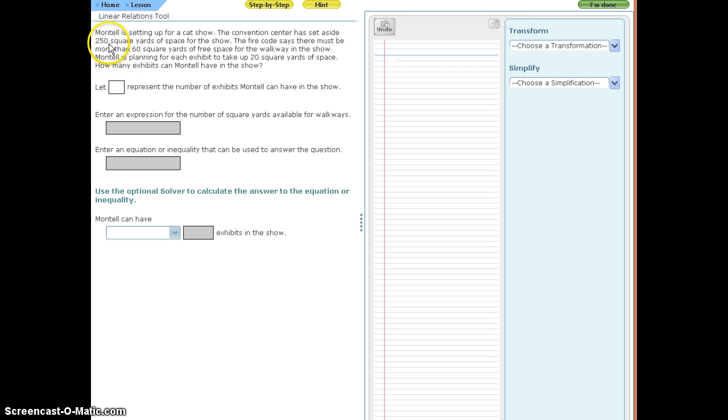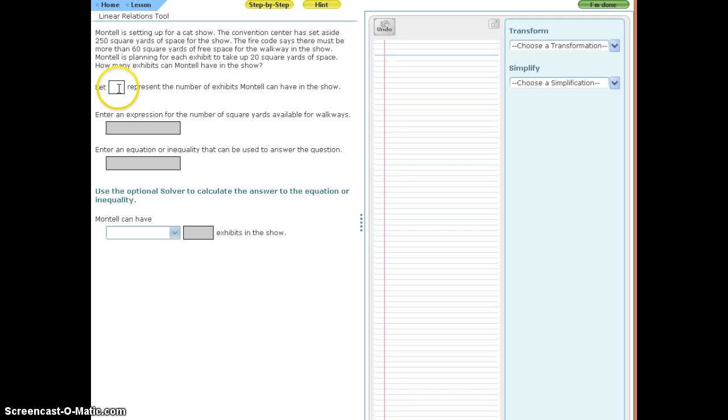So I'll start by reading the question. Montel is setting up for a cat show. The convention center has set aside 250 square yards of space for the show. The fire code says there must be more than 60 square yards of free space for the walkway in the show. Montel is planning each exhibit to take up 20 square yards of space. How many exhibits can Montel have in the show?